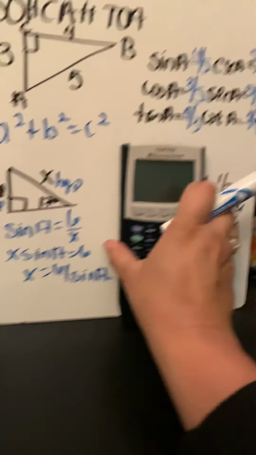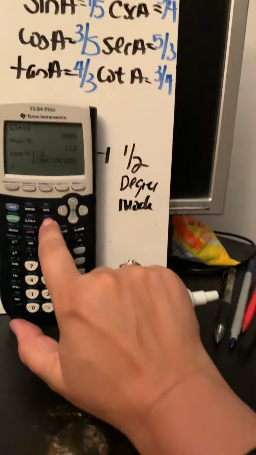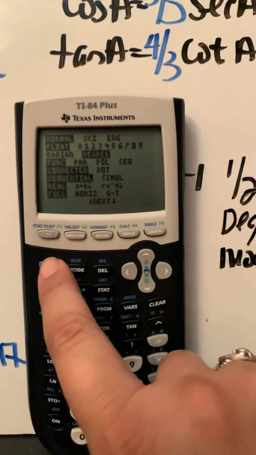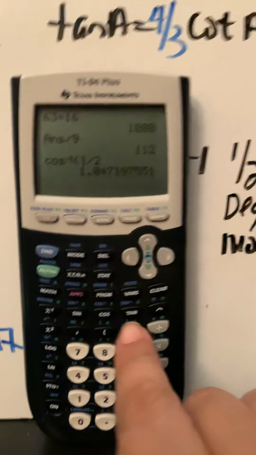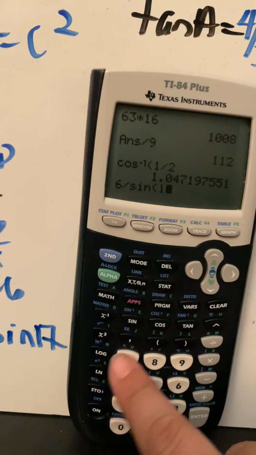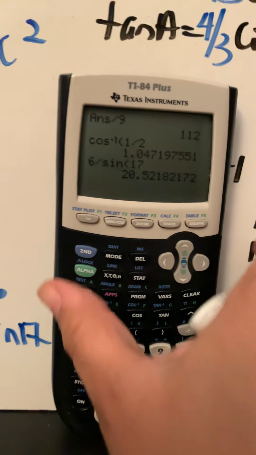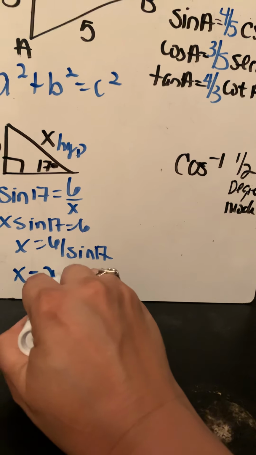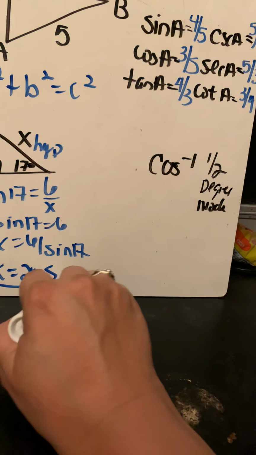Get out your calculator. Make sure that mode is in degree mode. Okay, 6 divided by sine 17, 20.5. X equals 20.5. Done.